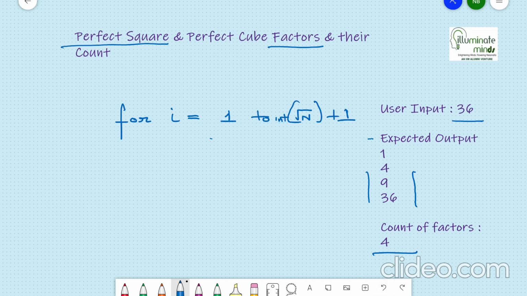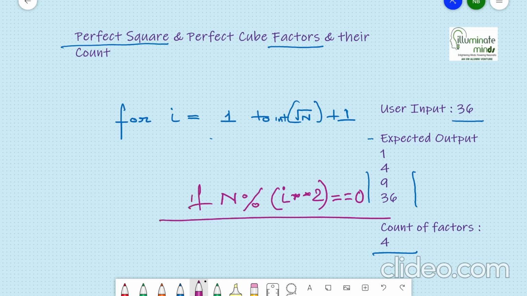The next is, what about the if condition? How will I check? I will try to divide n by i square, not i, because if n is divisible by i square, that means it's a factor of n as well as it's a perfect square, and that will set the condition. Right, guys? So my if condition will run something like this. Let's move to the coding part straight away and start writing the code.